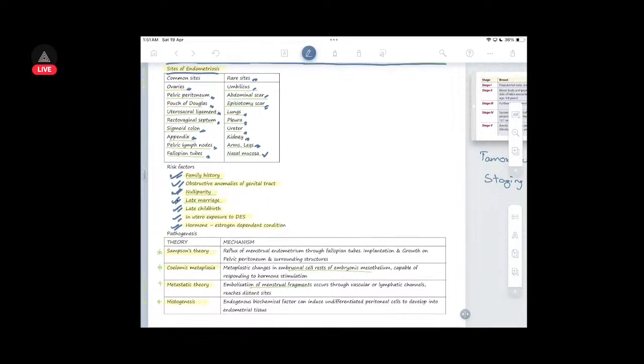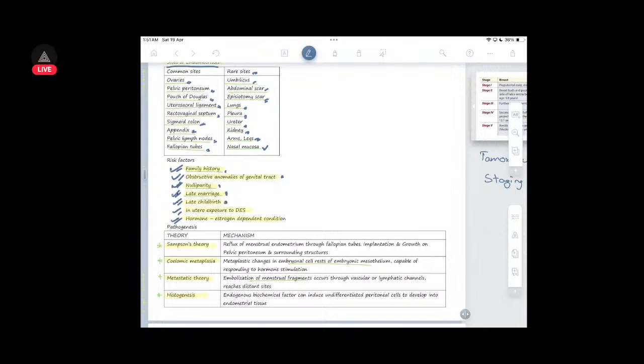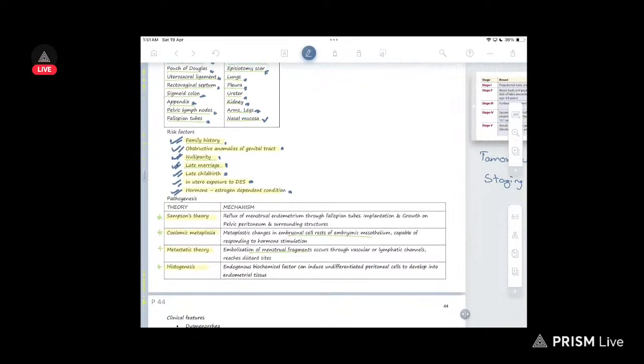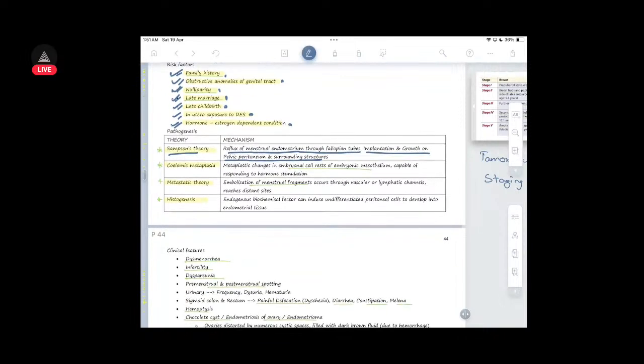So, family history of endometriosis, obstructive anomaly of genital tract, nulliparity, late marriage, late childbirth, exposure to diethylstilbestrol, hormone dependent condition. It's the presence of functioning endometrial tissue in other sites that is called endometriosis. There are also a few theories. Sampson's theory is reflux of menstrual endometrium through the fallopian tube. Implantation and growth on pelvic peritoneum and surrounding structures will lead to endometriosis.